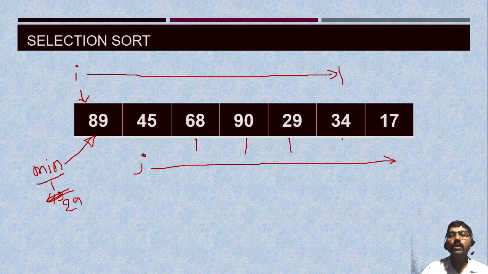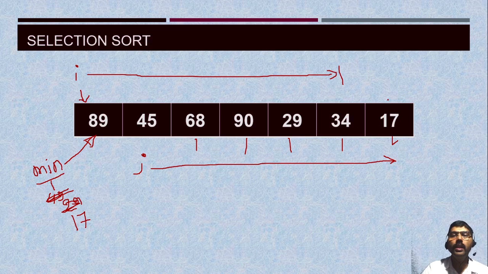Now again it is compared with 34. J is pointing here. 34 is compared with 29. 29 is smaller, no exchange. Then it is compared with 17. 17 is the smallest element, so it will store 17 in the minimum. In the first pass, we found that 17 is the smallest element.